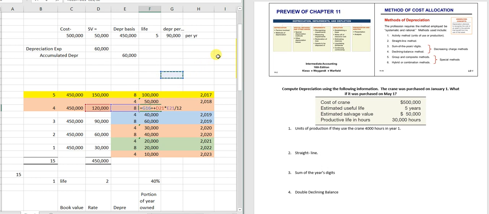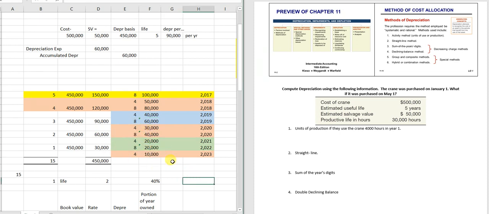And then the next year I need 120,000, but I'm going to split up that 120,000 into 8/12 and 4/12. So 80 plus 40 is 120,000, but I split it into 2 parts. And the next year I do 8/12 of 90,000 and 4/12 of 90,000. So again, 60 plus 30 is 90, 40 plus 20 is 60, 20 plus 10 is 30.